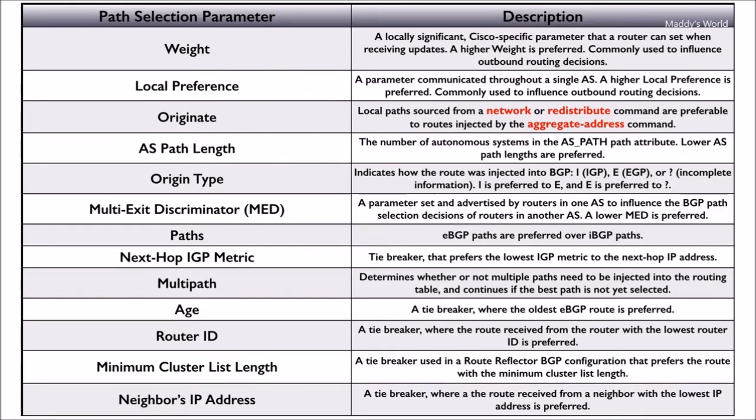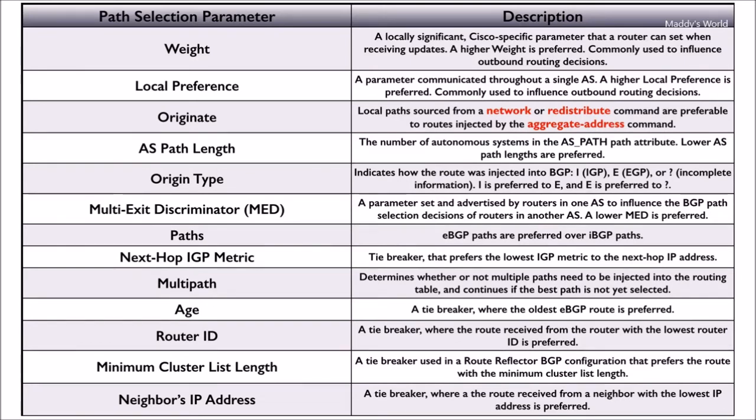Next up, we're asking a question. We're determining whether or not we're enabled for BGP multipath. Do we need to have multiple paths injected into the routing table? And if we've not yet selected a best path, then our interrogation of these parameters continues. The next tiebreaker we have is, which EBGP route is the oldest, and that oldest route is going to be preferred. If we still have a tie, we're going to go with the lowest router ID. Which neighbor has the lowest router ID?